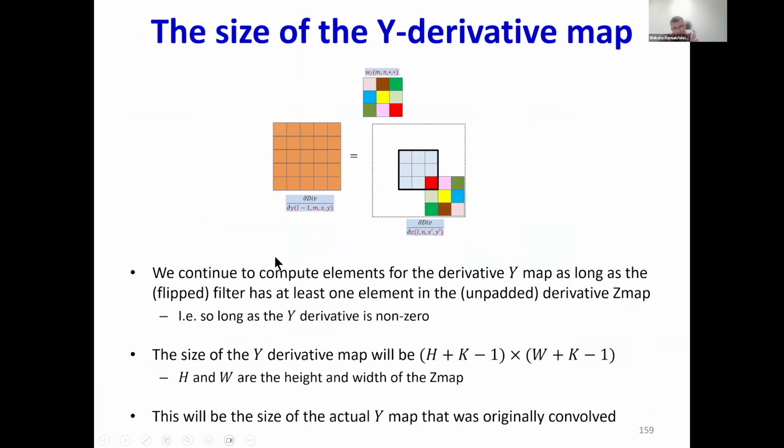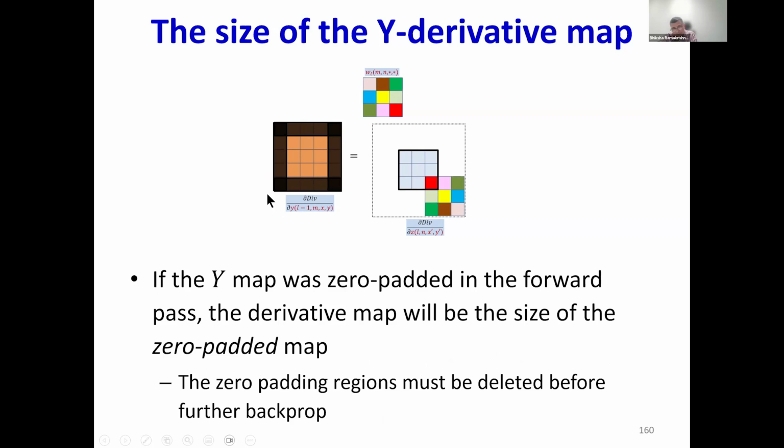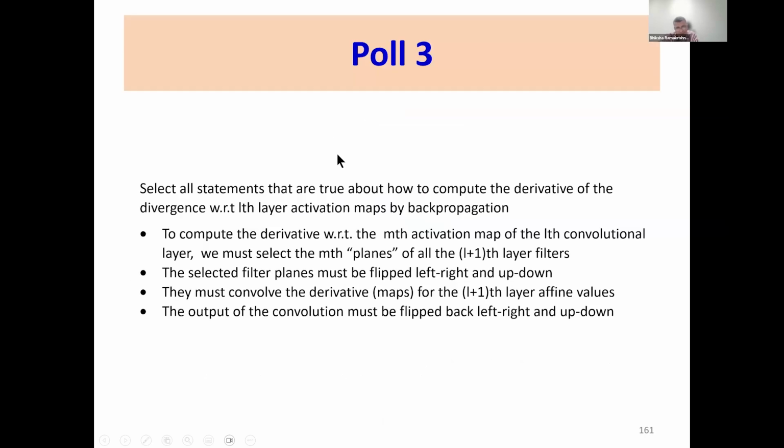If you do this, there's some text over here, you can bypass those, but basically what this is saying is that the size of the derivatives that you get is going to be the same as the number of elements in the original input map. And if the original input map was zero padded in the forward pass, the derivative map that you get back is also going to have derivatives for all of the regions that were originally zeros. So these will have to be thrown away, because they're just zero pads.